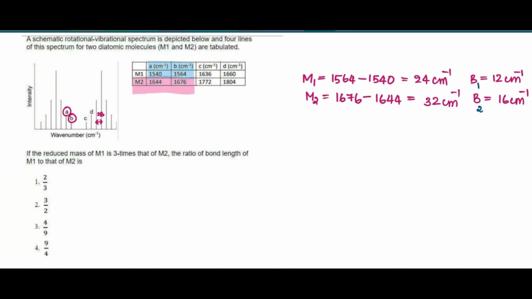What is the question? Question number two. If the reduced mass of M1, the first molecule, is 3 times that of M2, the ratio of the bond length of M1 to that of M2 is.